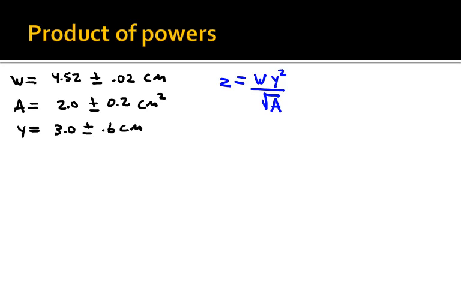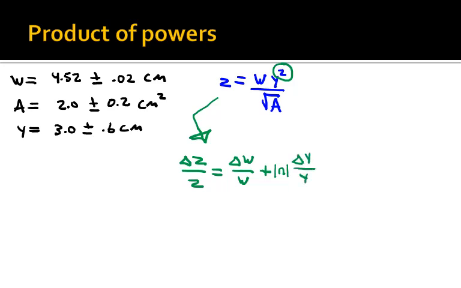So in this case, to get the uncertainty, it'd be the uncertainty of Z over Z. We're multiplying W by Y squared, so we can have the uncertainty in W over W plus, now in this case we're squaring Y, right? So just like we said before, we're going to have the integer n, the absolute value of that, times the uncertainty of Y over Y. And then we have the square root of A, so that's an integer too, and we'll look at that as well, times the uncertainty of A over A. So let's actually put the values in here.